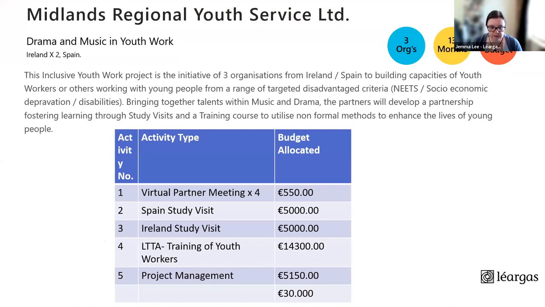Here is a youth work example. So in this case, we have 3 organizations. They're working together for 13 months. Again, it's a 30,000 euro budget. And they're coming together to build the capacities of youth workers and people working with young people.